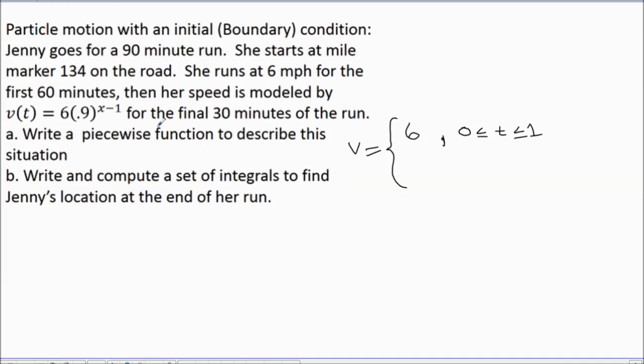They gave us for the next section 6 multiplied by 0.9. Looks like Jenny maybe is starting to get a little bit fatigued. She's slowing down to the x minus 1, and she's going to do that from 1 up until 1.5 hours. Okay, and so there is just one little issue with what I've written in this piecewise function. So maybe you need to pause the video and see if you can find it, because I actually have made a mistake. See if you can see it.